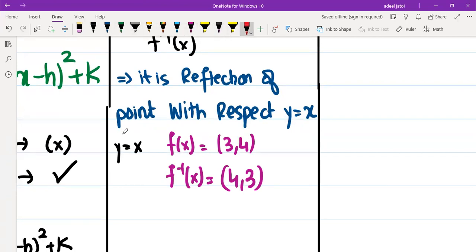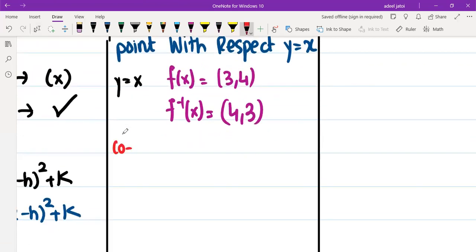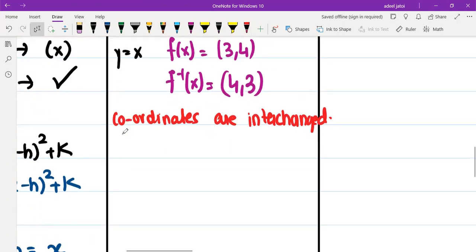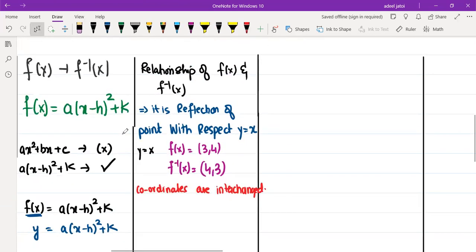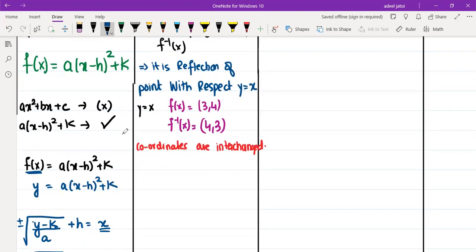So in this category, you need to understand that the coordinates are interchanged. Your x becomes y, your y becomes x. So the relationship of f(x) and f inverse of x is about the line y equals x, because it is a reflection. So let's take an example of such a thing.